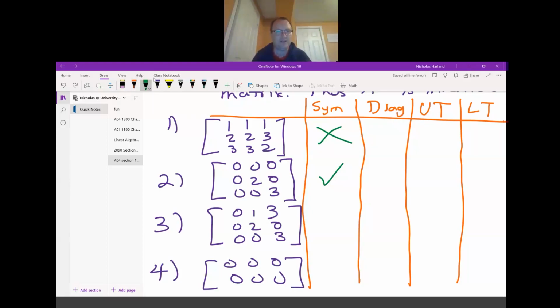What about number 3? We'll come back to that. No, yeah. This one's no. Very similar reason to number 1. Take a look at the first row. Take a look at the first column. We can see that they are in fact not the same. So the transpose is not equal to the original matrix.